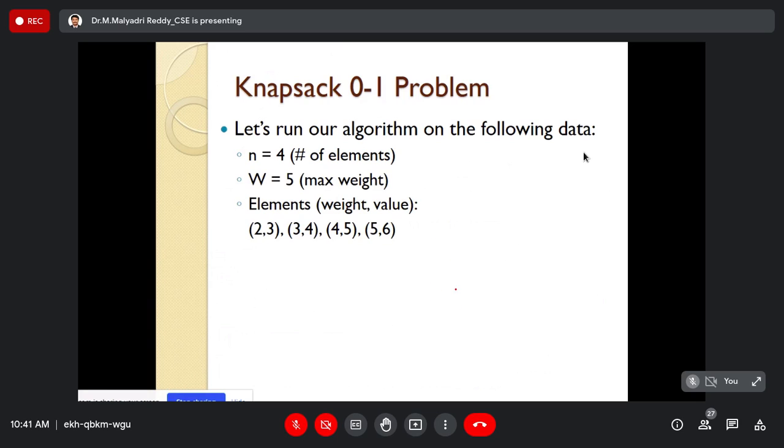Srikar, are you there? Sir, yes. The problem, let us solve. I will give the instance.